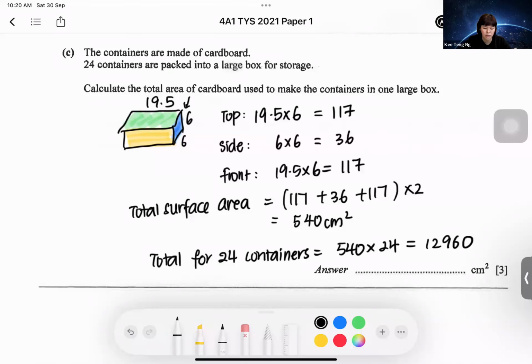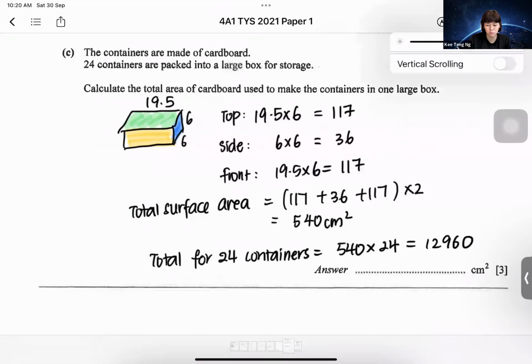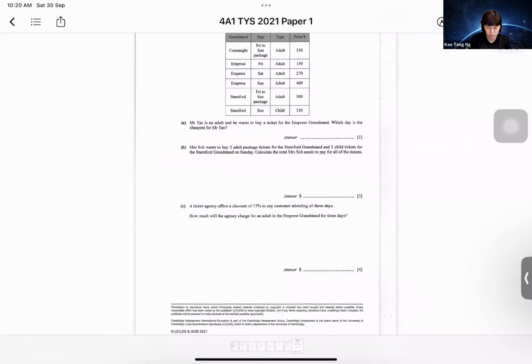So each container has a top and bottom, right? Front and back, left side and right hand side, right? So you can find the different surface areas, then add them up together times 2. Now I'll continue to the last question.